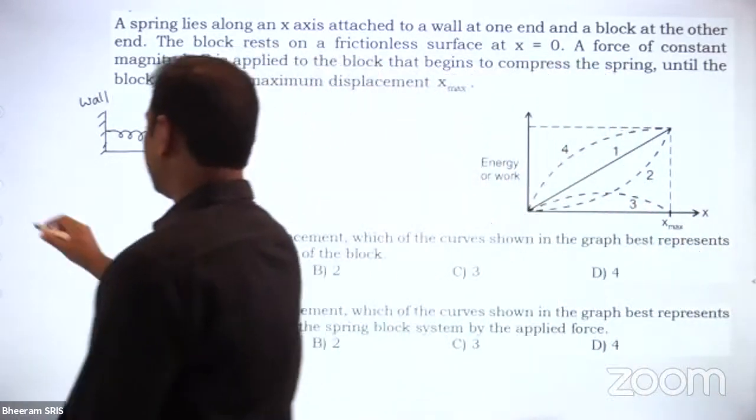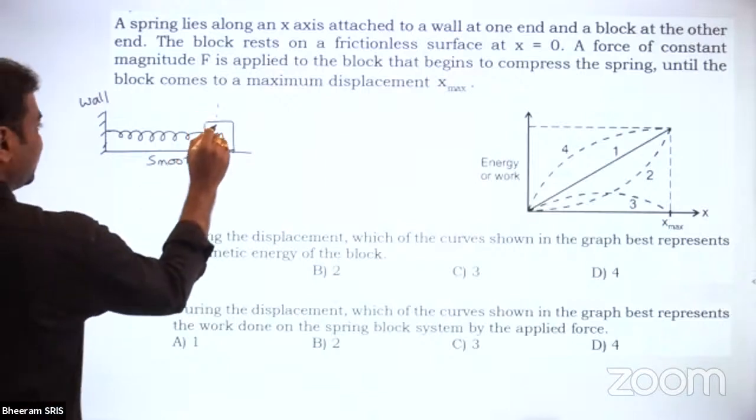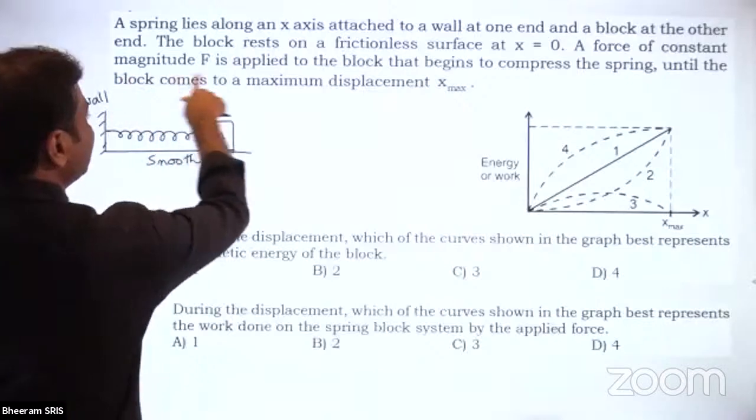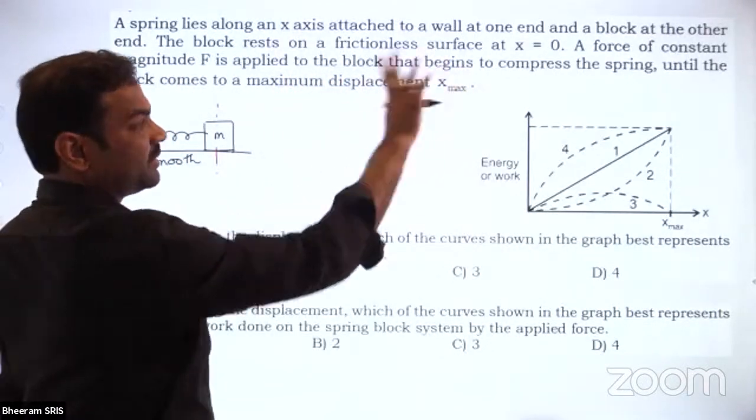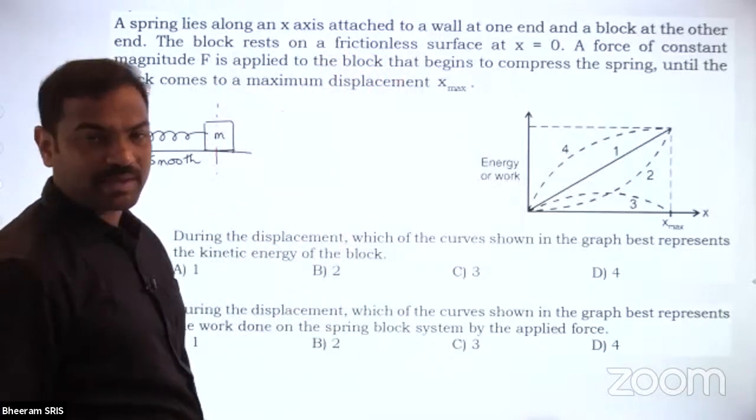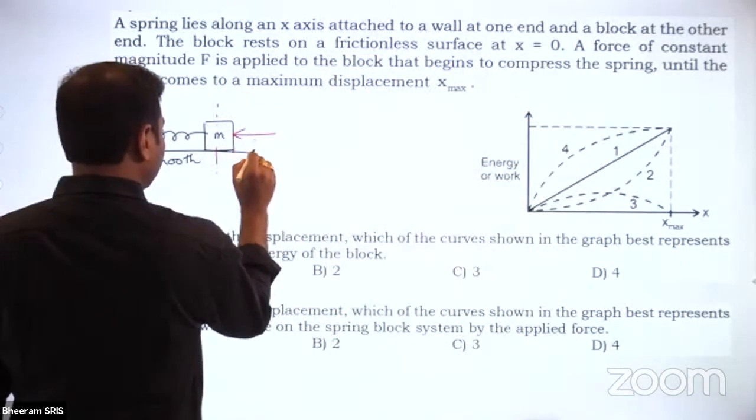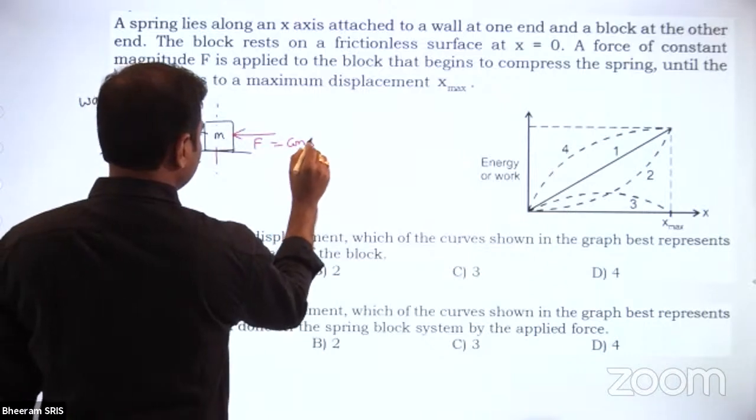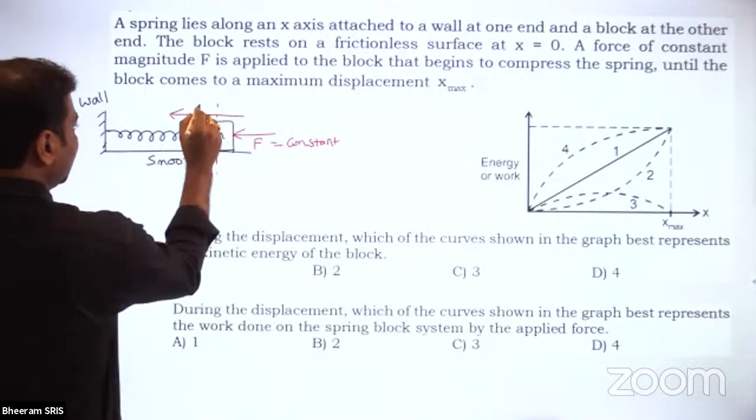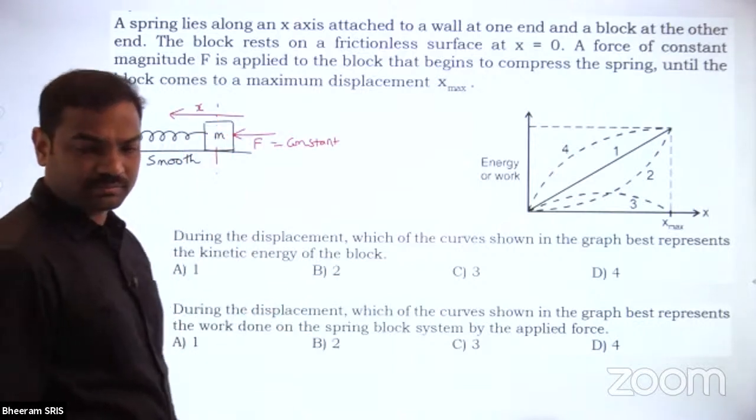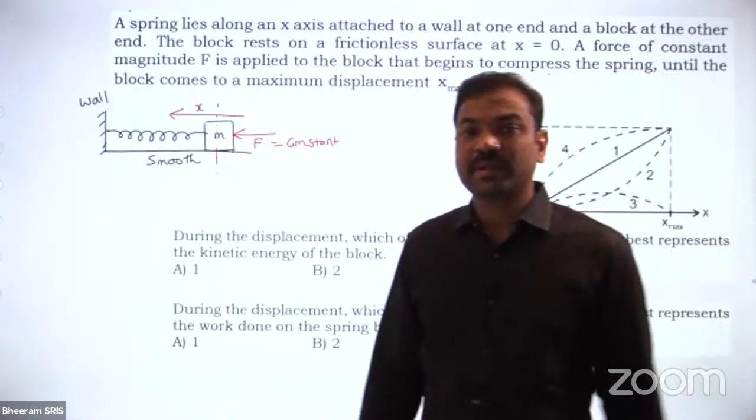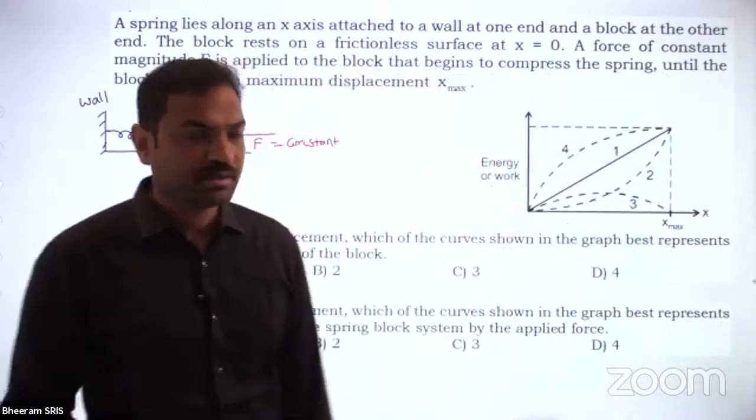Now what they are saying is that there is a constant force acting on the block. A force of constant magnitude F is applied to the block so that it begins to compress the spring until the block comes to a maximum displacement X max. Means we are applying one force which is constant in magnitude. Then what happens? Block will move forward. By what amount? Let us say X amount. If the block is moved forward by X amount, then what is the compression of the spring? X. X is the compression.